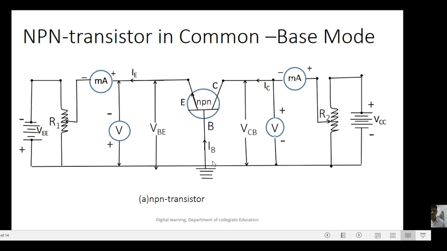IB is the electric current that flows from ground into the transistor, and the arrow mark represents the electrons flowing from the transistor to the outside. The electric current flows from VCC through the milliammeter into the transistor. V is the voltmeter which is kept between the collector and the ground. So here is the complete diagram of the NPN transistor.